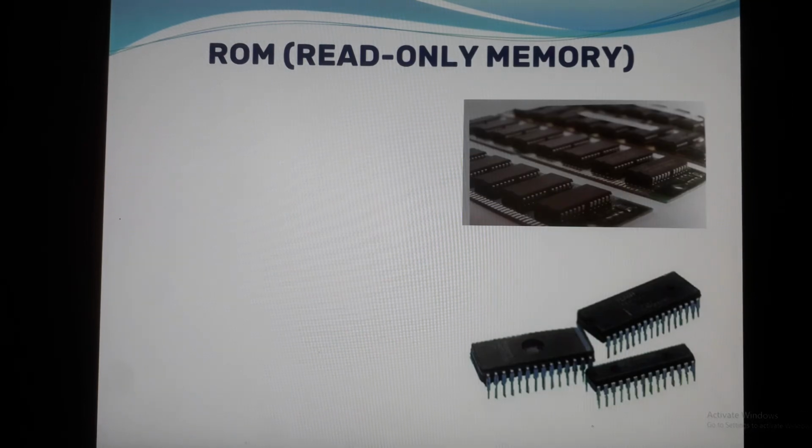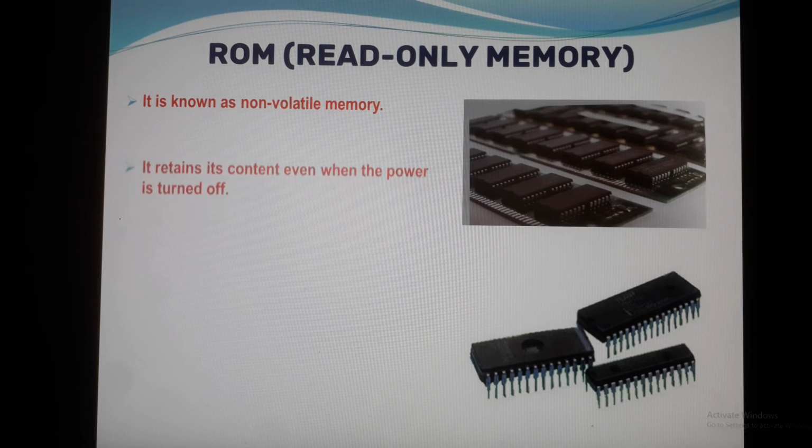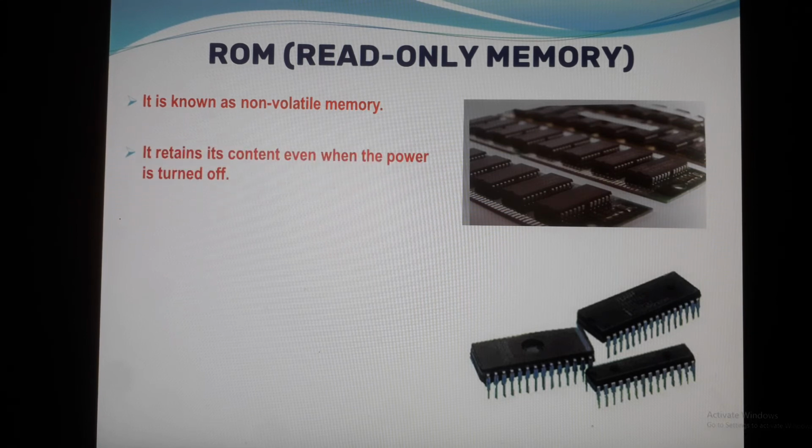Now let us go to ROM, that is read-only memory. As the name suggests, read-only, so data in ROM cannot be modified. It can only be read. If you go to the figure, this is the image of ROM. It is known as non-volatile memory. Why non-volatile memory? Because even after you switch off the machine, the data remain in the ROM. It retains its content even when the power is turned off.